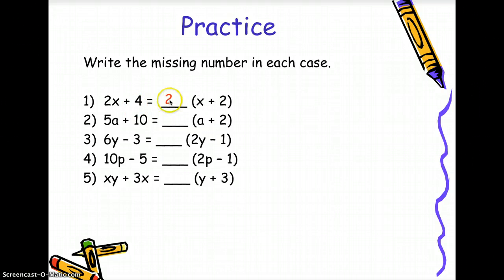Yes, it's 2. So, if I check it, 2 times x will give us 2x. Then 2 times 2 will give us 4. So our missing number, or our missing highest common factor, is 2. I would like you to continue and answer 2, 3, 4, and 5.